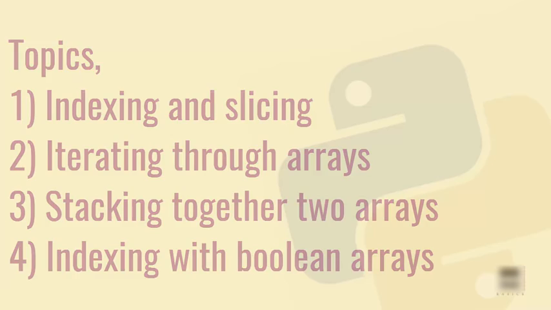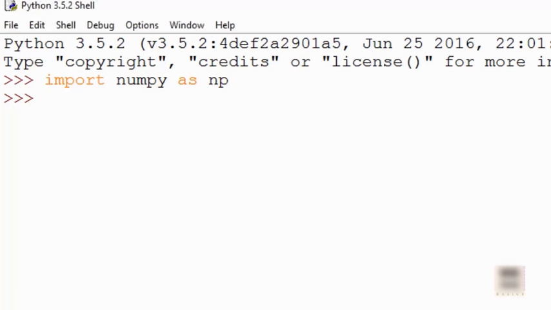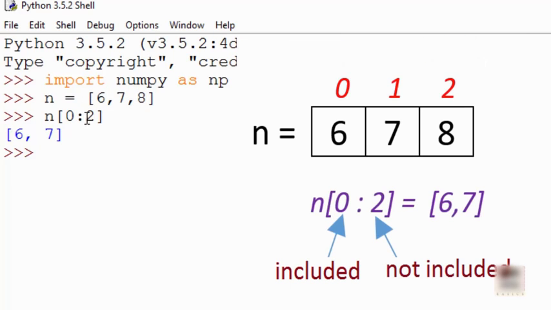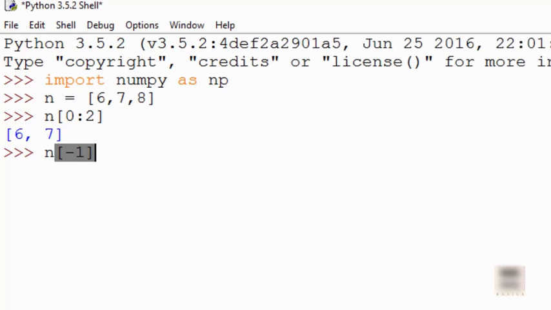Okay, let's first begin by indexing and slicing. Now you all know that when you have a normal Python list like this, you can use the index range like this to get the list of elements. So when you do n[0:2], it will go from 0 to 1. So this is 0, 1, 2. It will not cover 2, but it will cover these two. So that's what it does. It also supports -1 index. So -1 means start from the end, so it will print the very last element.